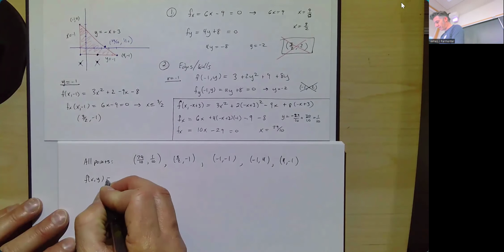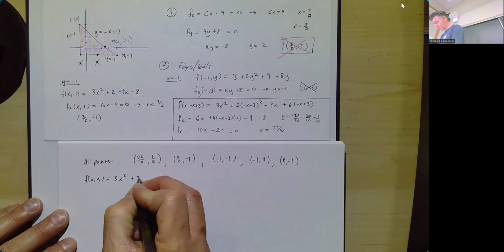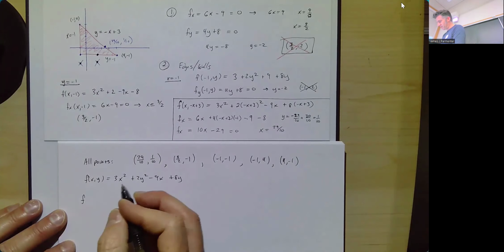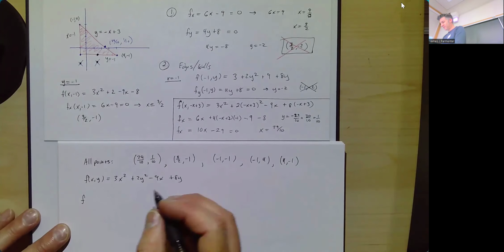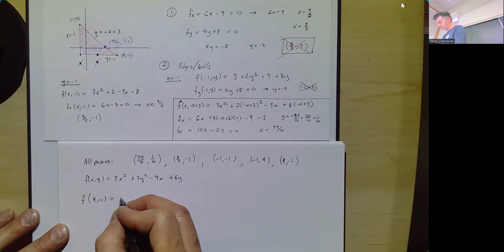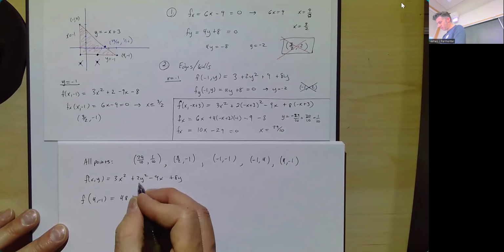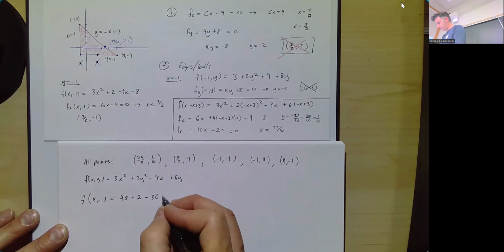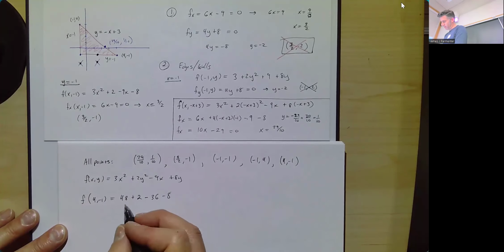So f of x, y is 3x squared plus 2y squared minus 9x plus 8y. Yeesh. Let's do the nice ones first. F of 4 comma negative 1 is going to be 3 times 4 squared plus 2 times negative 1 squared minus 9 times 4 plus 8 times negative 1. And that's going to end up being 50 minus 44, which is 6.